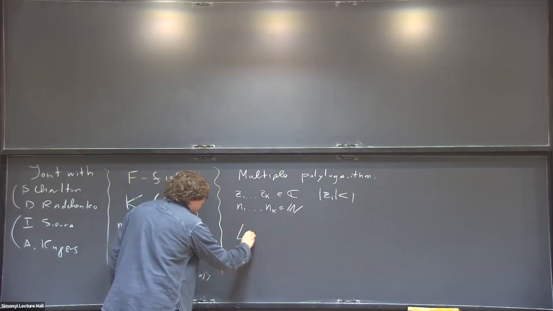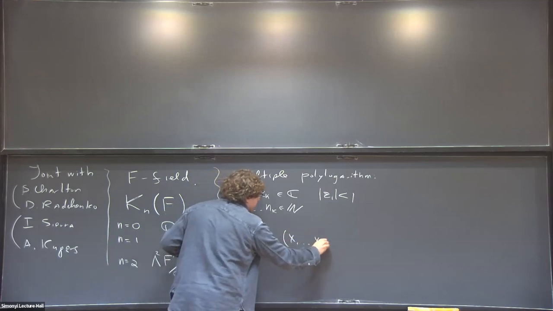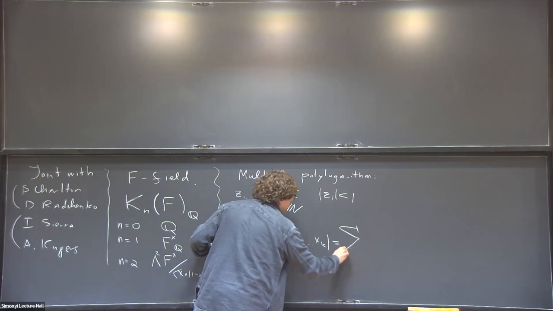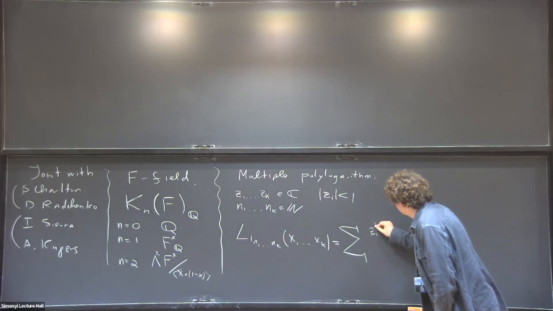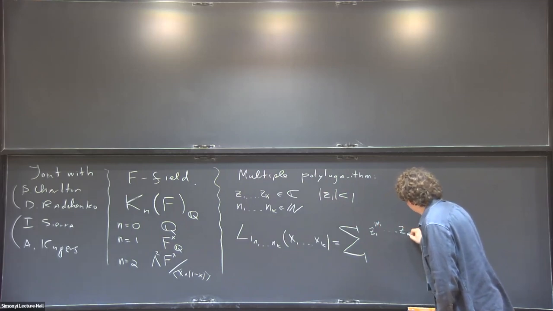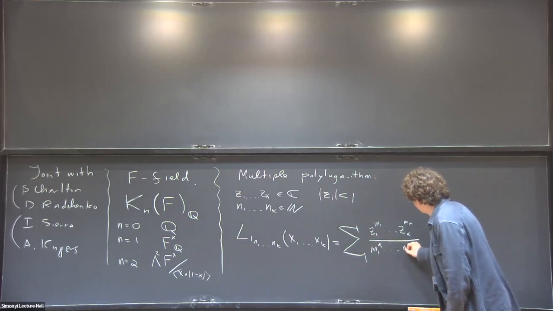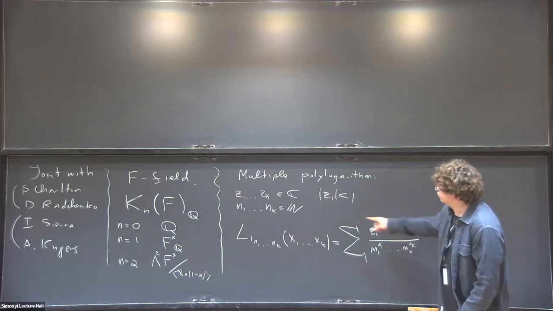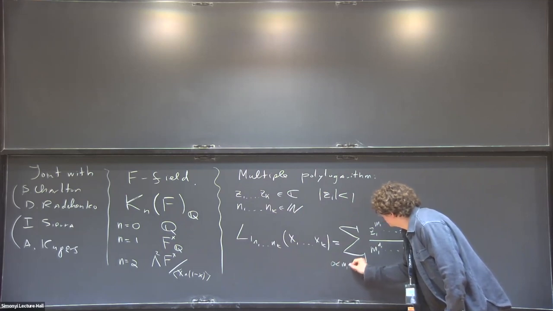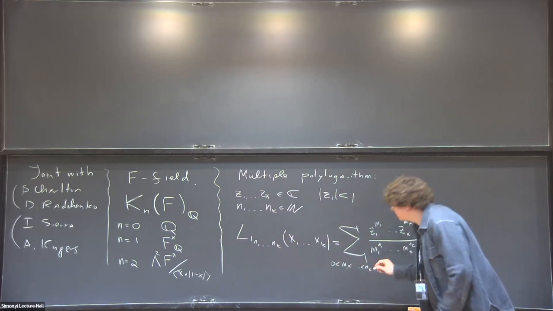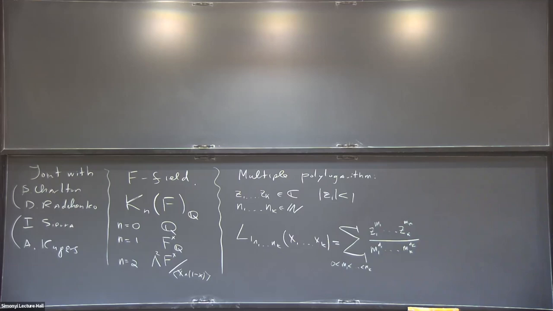And then one can look at the following power series. It's a sum, a power series where you just take monomials in the variables z_1 up to z_k, divided by powers to a degree which is equal to these numbers n_i, and you sum up over a cone, an infinite simplex. So that is a multiple polylogarithm.